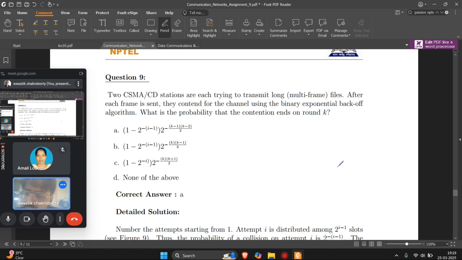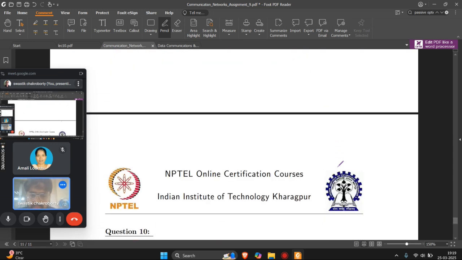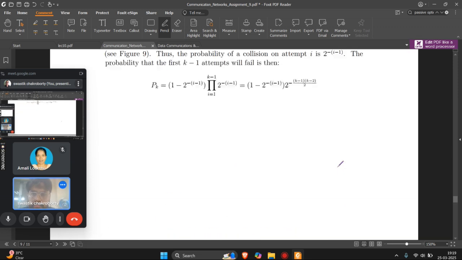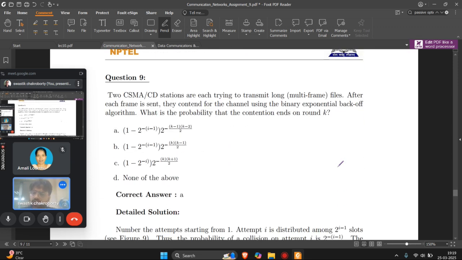Yes, now there is a big problem. Two CSMA/CD stations are trying to transmit long files. After each frame is sent, they contend for the channel using the binary exponential backoff algorithm. What is the probability that the contention ends on round k? So basically, after each frame is sent, two stations will contend for the channel. Contending means they will draw random integers, and whoever's integer is lower will get to send first, because they will get the window first.